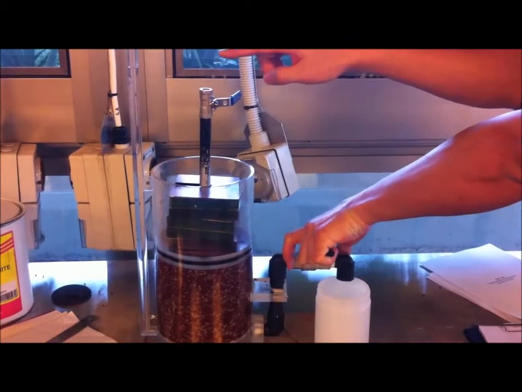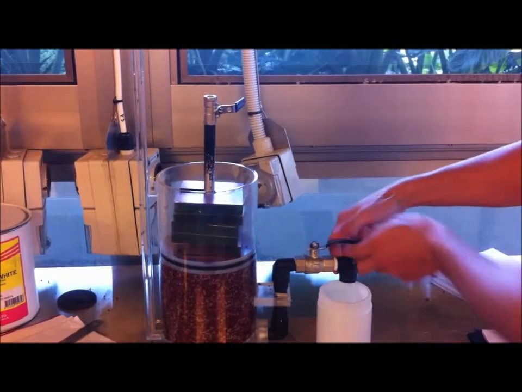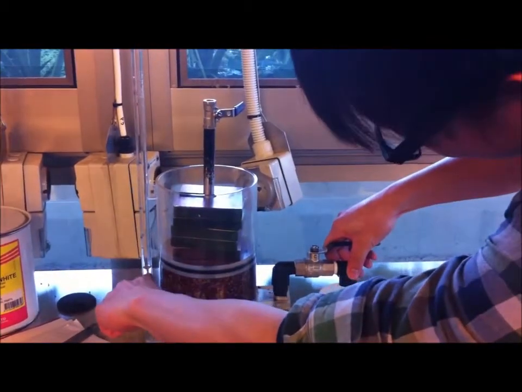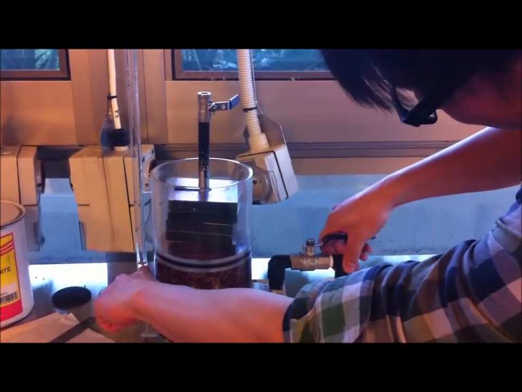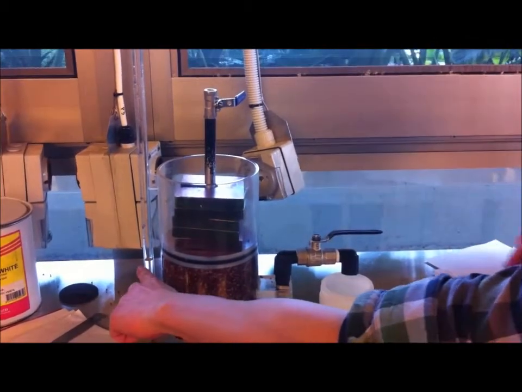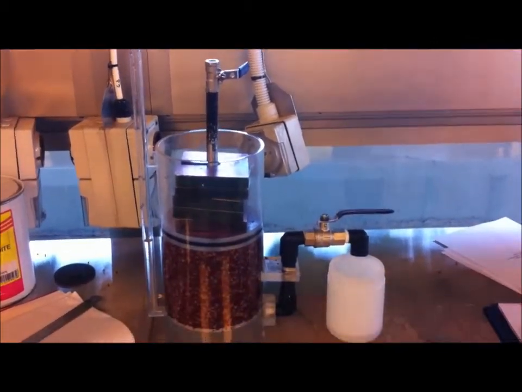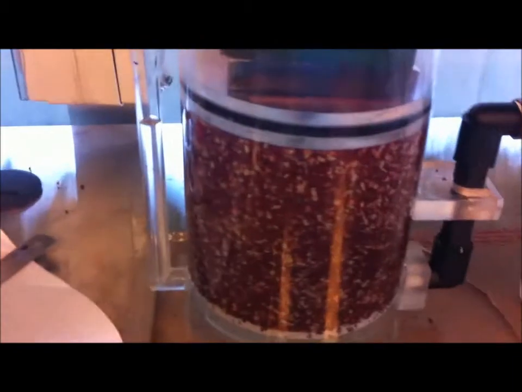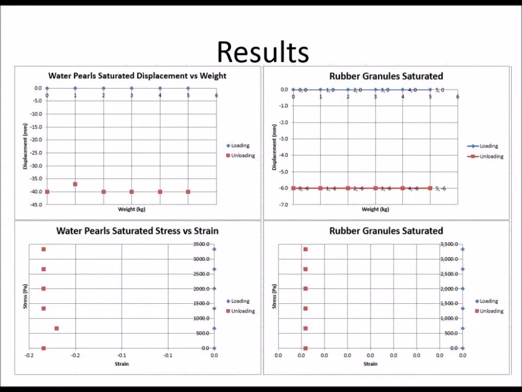After 5 kilograms of weights were added, the water pressure valve was opened and water was discharged through the valve due to the pressure built up in the consolidation process. Once the discharge completed, the weights added to the apparatus were unloaded. The water pressure gauge was measured and recorded throughout the experiment. The results can be seen in these graphs.